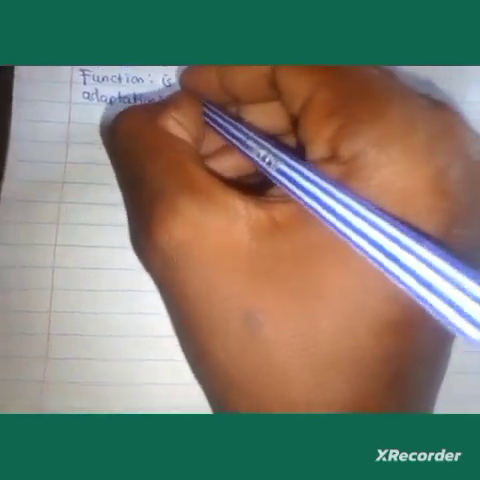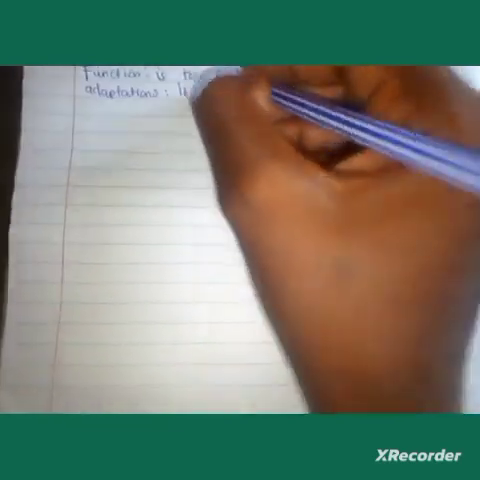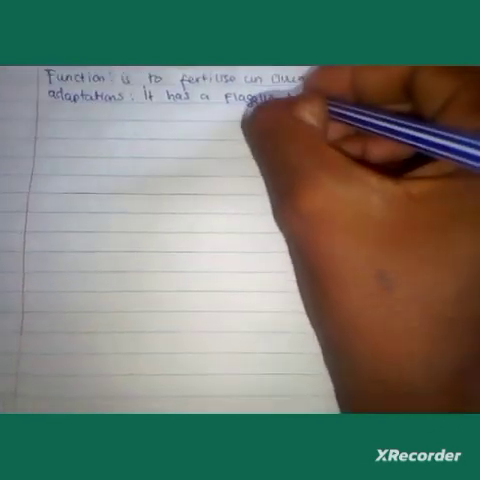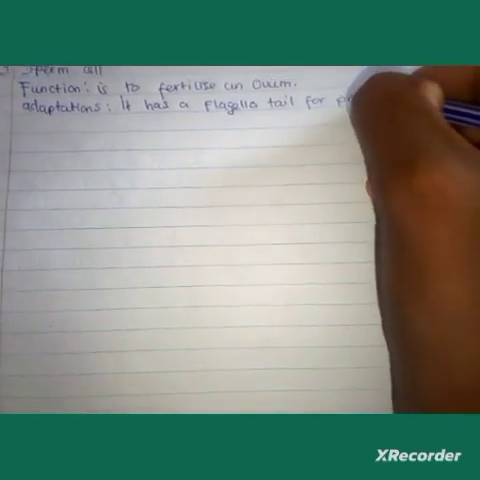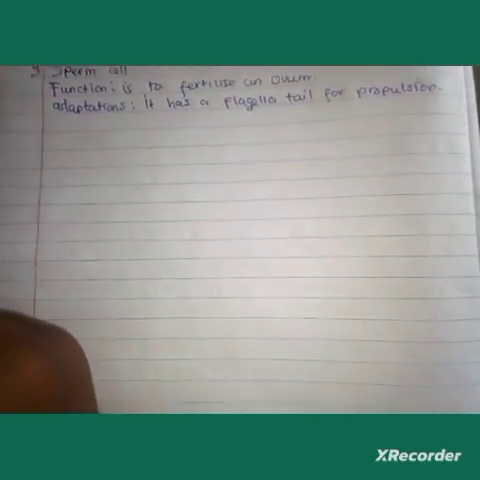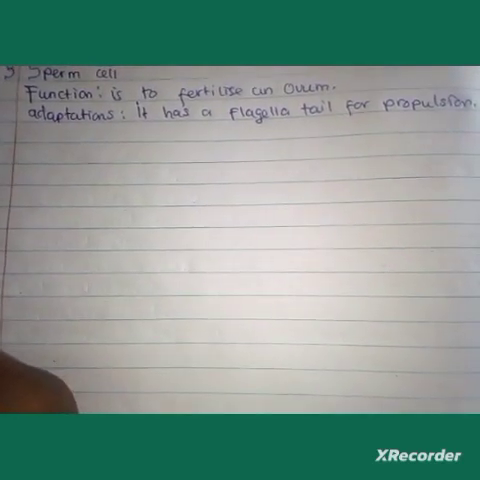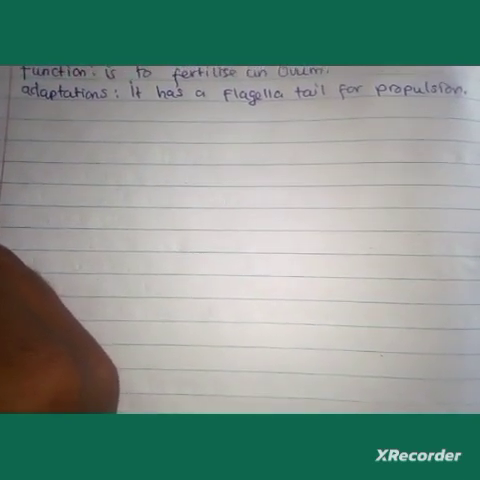Then the adaptations: it has a fragile tail for propulsion. So the sperm cell is made up of the cell body, the tail, even the head. Okay, so the fragile tail makes it possible for it to swim.